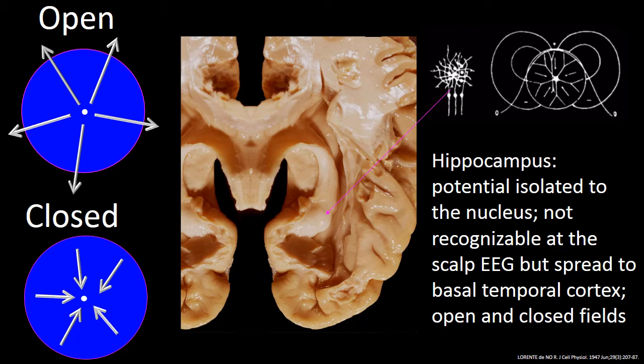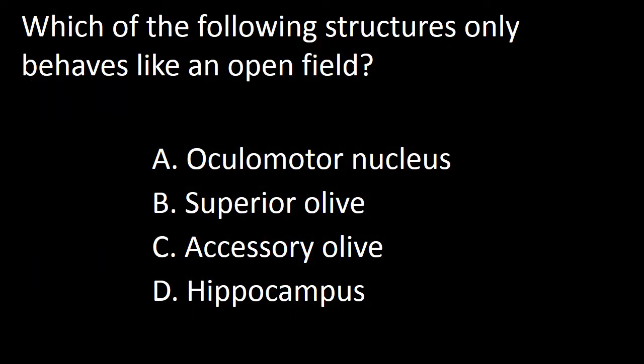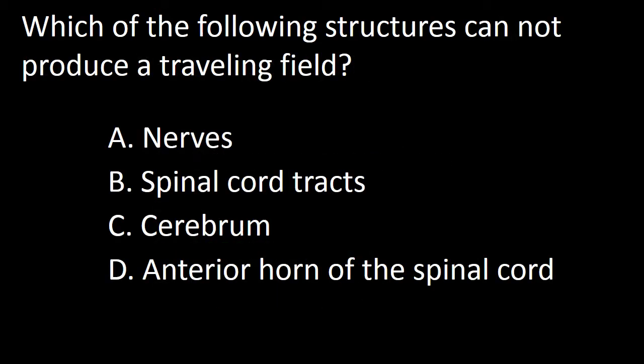I find this dual interpretation of the hippocampus difficult to understand, yet it seems physiologic in that many physiologists seem to think that that is the case. So the answer to this question is C, accessory olive. Next question. Which of the following structures cannot produce a traveling field? A, a nerve. B, spinal cord tract. C, cerebellum. D, anterior horn of the spinal cord.